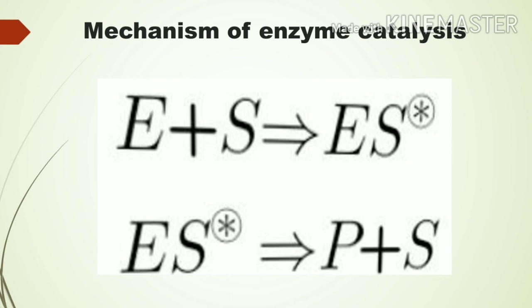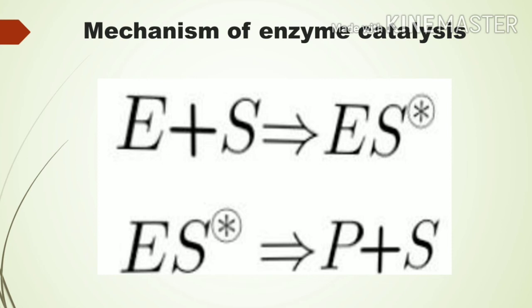Then what will happen? The enzyme and the reactant will react to form an activated complex. Then the activated complex decomposes to form the products. If we represent the enzyme as E and the substrate, that is the reactant, as S, then we can write E plus S gives ES star. ES star means the activated complex.